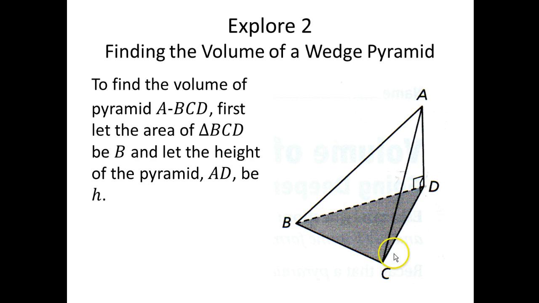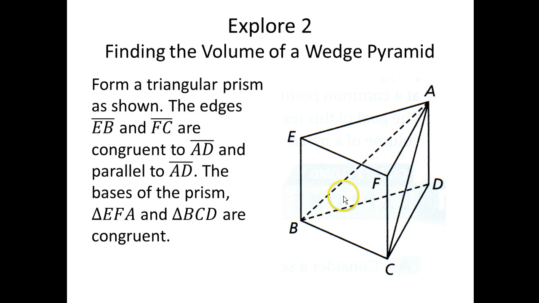So the area of this base is big B, and the height of the pyramid is AD, which we're going to refer to from now on as H. Okay, so what we're going to do is, out of this wedge pyramid, we're going to construct a triangular prism. Now the edges EB and FC, we're going to make congruent to AD, the height of our original wedge pyramid, and also parallel to AD.